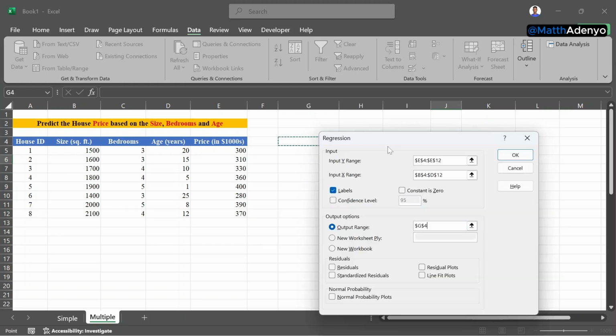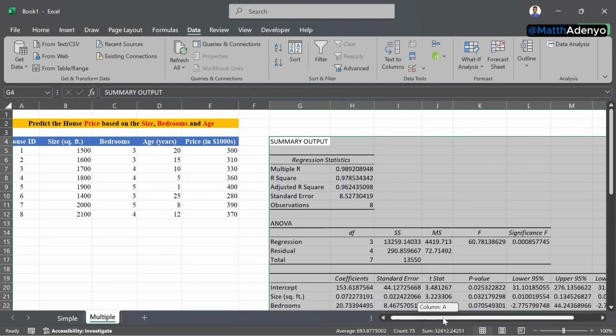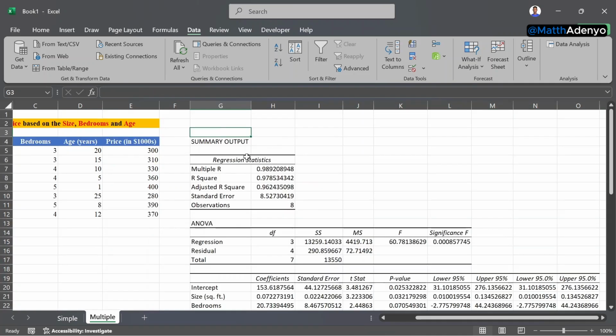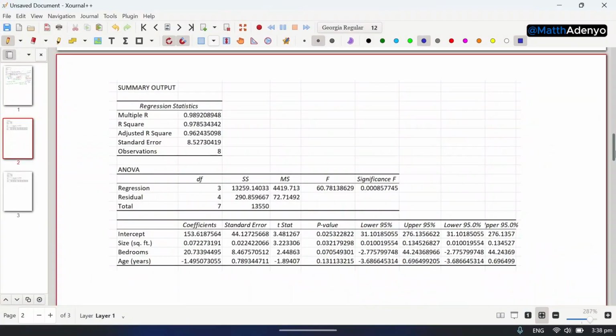Good. Okay. You see that we have the confidence level of 95, and then you click OK. So this gives us the results of our regression analysis. Now let's copy this to our whiteboard and look at what each of them is telling us over here.